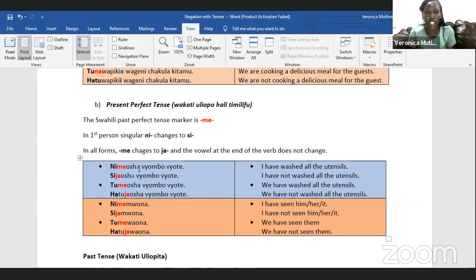You can see the translation at the right side of the table. The next example is the plural form of this, nimeosha vyombo vyote.